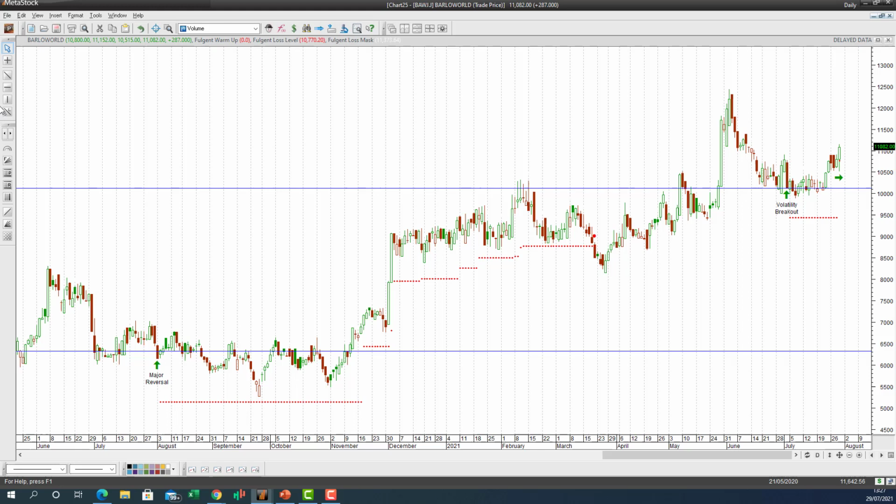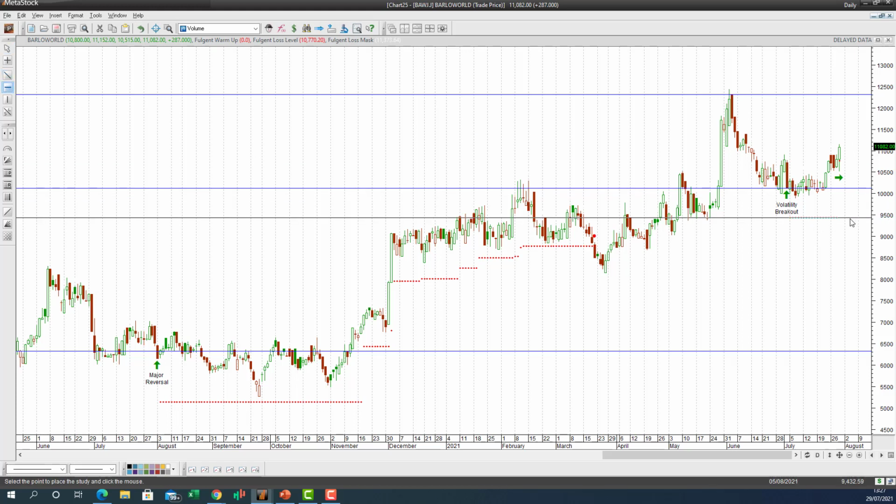And it's still in a long, and the upside target would be this old high here. In terms of a trailing stop, watch your trailing stop as well. It is now currently at 9,421, and that would be the upside target. The volatility breakout is already moving nicely in the direction of the uptrend. So far so good for Barloworld.